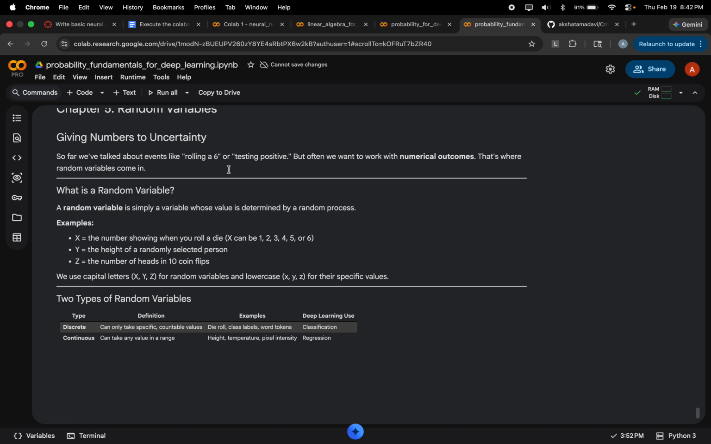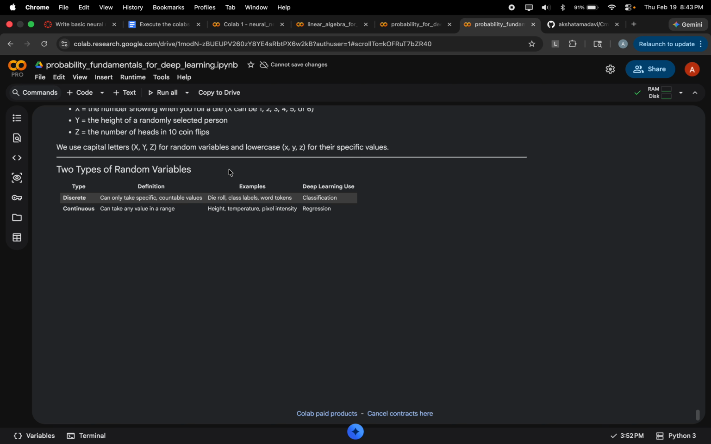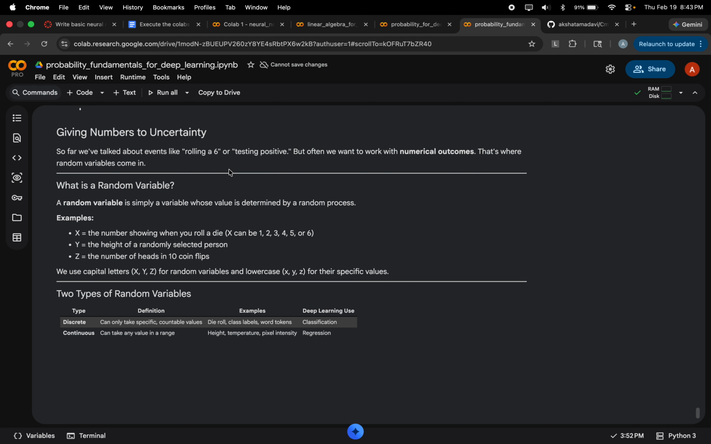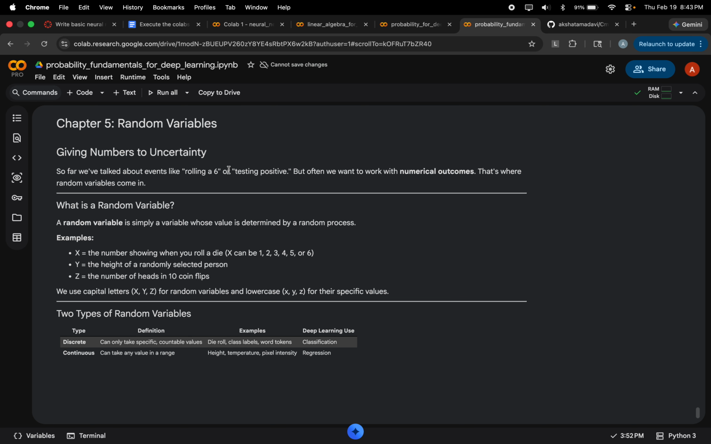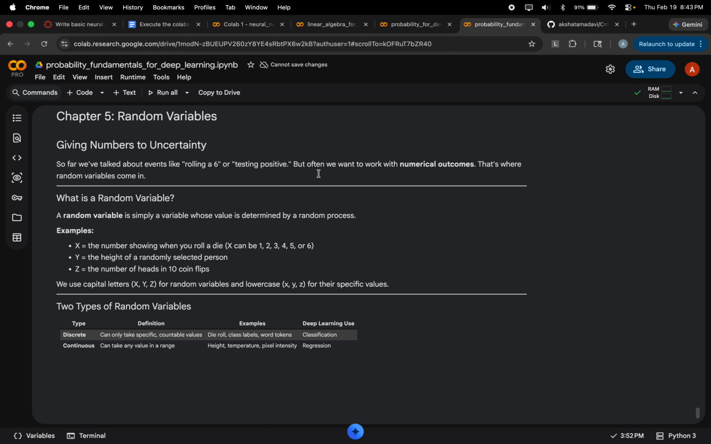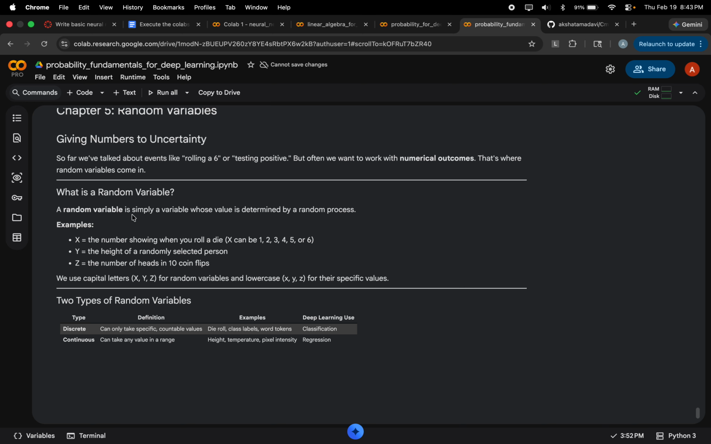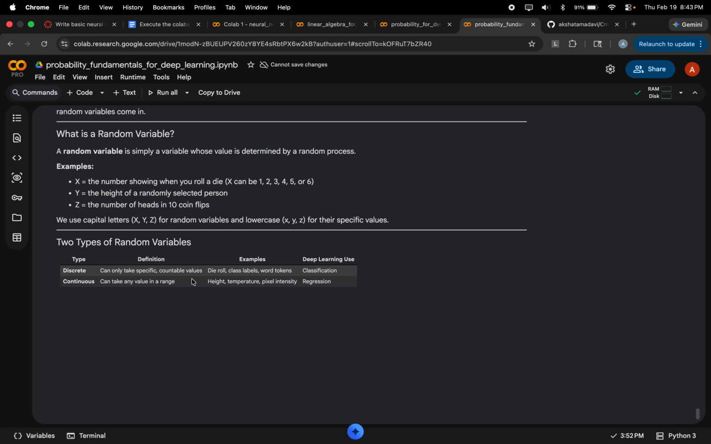Then we have random variables. We talked about events like rolling a six and testing positive, but often we want to work with numerical outcomes. This is where random variables come in. A random variable is simply a variable whose value is determined by a random process. X can be the number showing when you roll a die. Y can be the height of a randomly selected person. Z is the number of heads in 10 coin flips. We use uppercase X, Y, Z for random variables and lowercase x, y, z for their specific values.